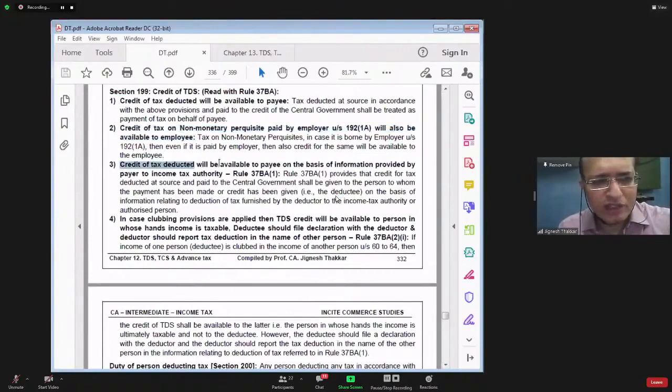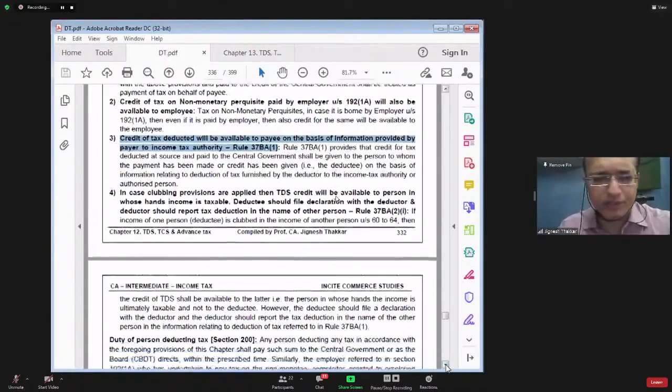Credit of tax deducted will be available to the payee on the basis of information furnished by the payer to the income tax authority. So the payer has to file the TDS return. In that TDS return, the payer will clearly mention that this is the amount of tax which I have deducted. Based on that only, credit of TDS will be given to the payee.